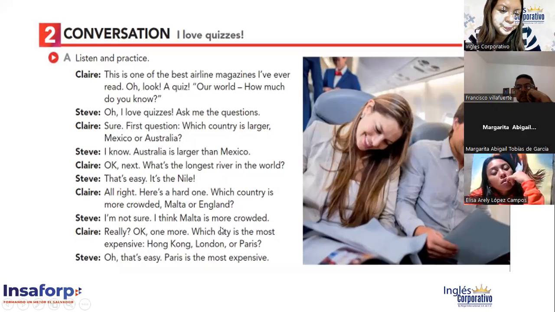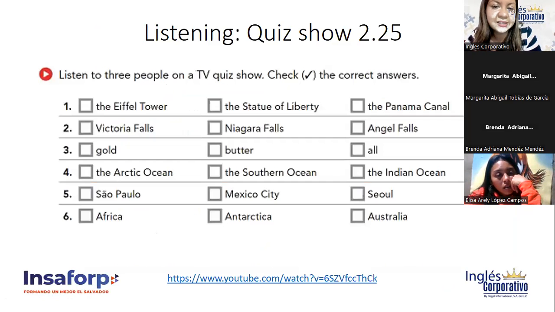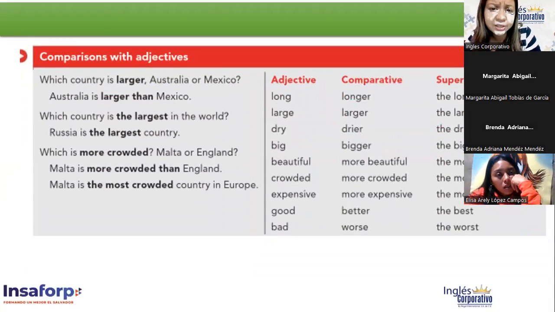And comparative, which country is more crowded? We are comparing only two. But when we compare two or more, we use the superlative, the most expensive. We'll see it in the next picture.